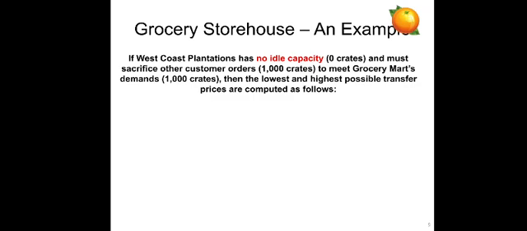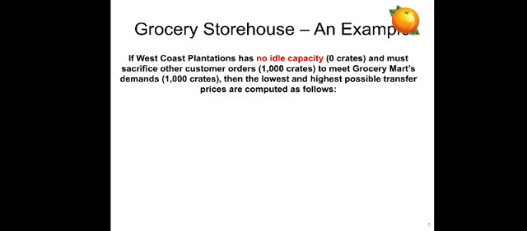Everything is sold to other parties. There is no idle capacity, and they must sacrifice other customer orders to meet Grocery Mart demands. Then the lowest and highest possible transfer prices are computed as follows.